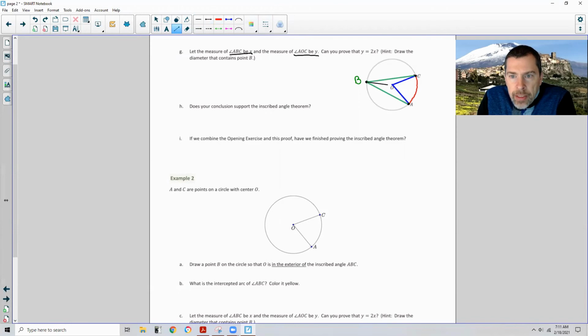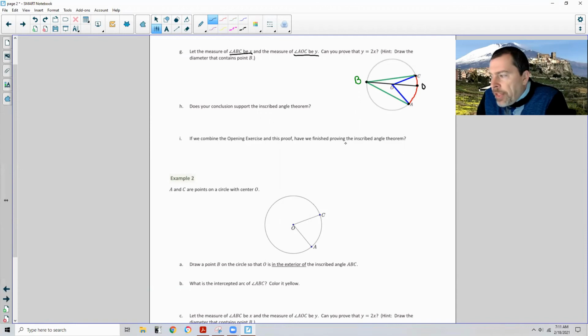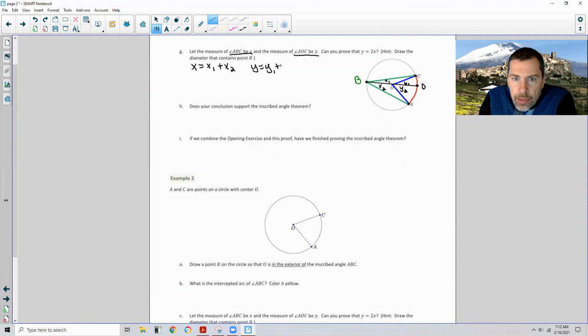So a diameter that contains B has to go through O, the center, like so. All right, so that creates a new point right here, and we'll call it D. Then what we're going to do is name these. So this was X. Now we're going to split it. So CBD is going to be X sub 1, and COD is going to be Y sub 1. So we're splitting the X up into 2 pieces. And this will be X sub 2, and this is Y sub 2. So X sub 1 plus X sub 2 equals X, and Y sub 1 plus Y sub 2 equals Y. Okay, there's the starters. So we're going to say that X equals X sub 1 plus X sub 2, and Y equals Y sub 1 plus Y sub 2.